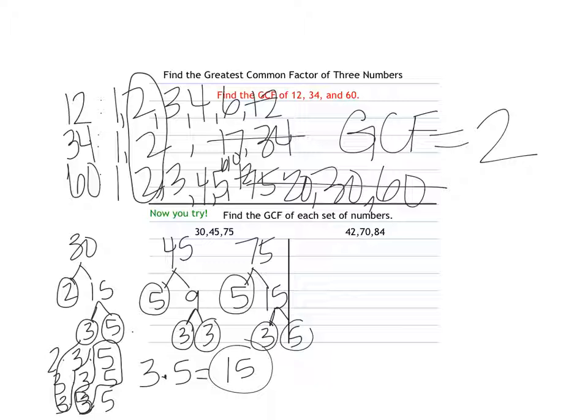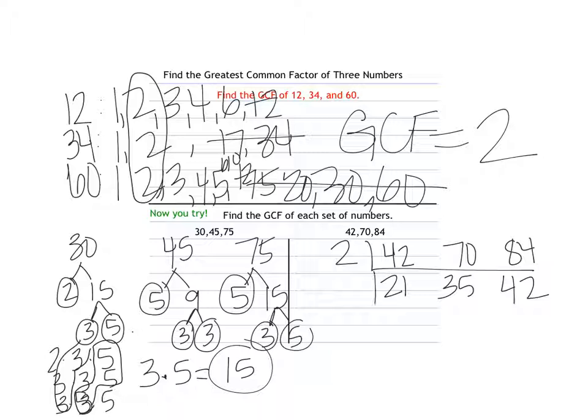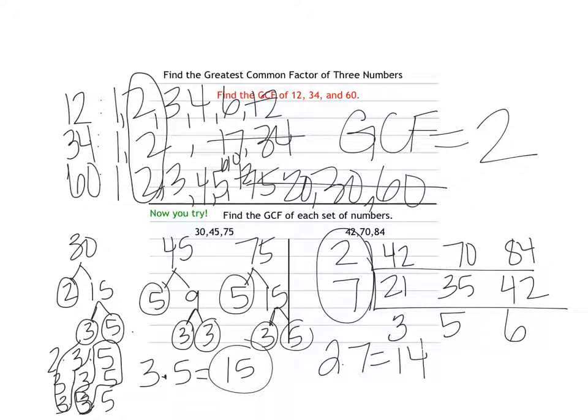And then the greatest common factor of 42, 70, and 84. So I could do 42, 70, and 84. I know they can all be divided by 2, which is 21, 35, 42. I know they can all be divided by 7, which is 3, 5, 6, and then that's it. So then my greatest common factor is going to be 2 times 7, which is 14.